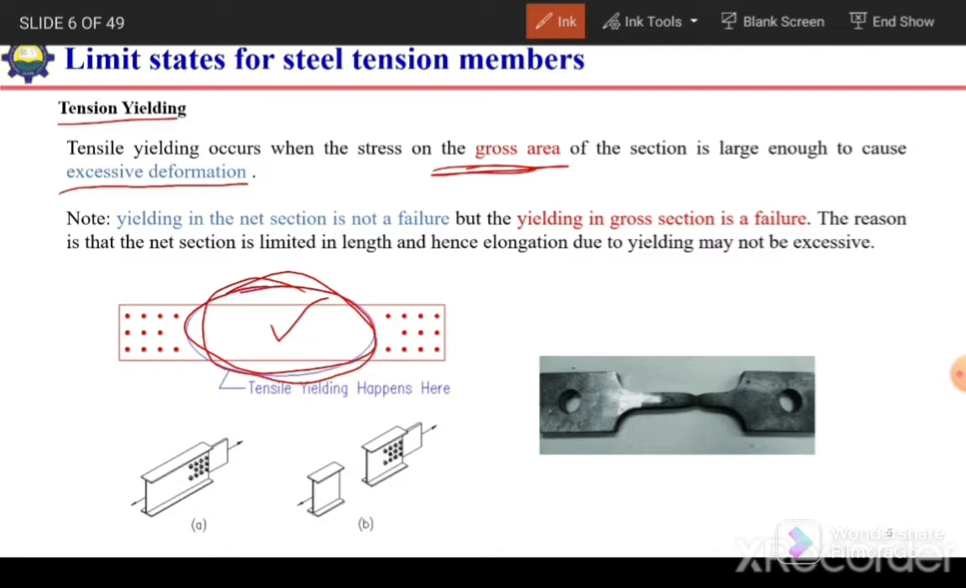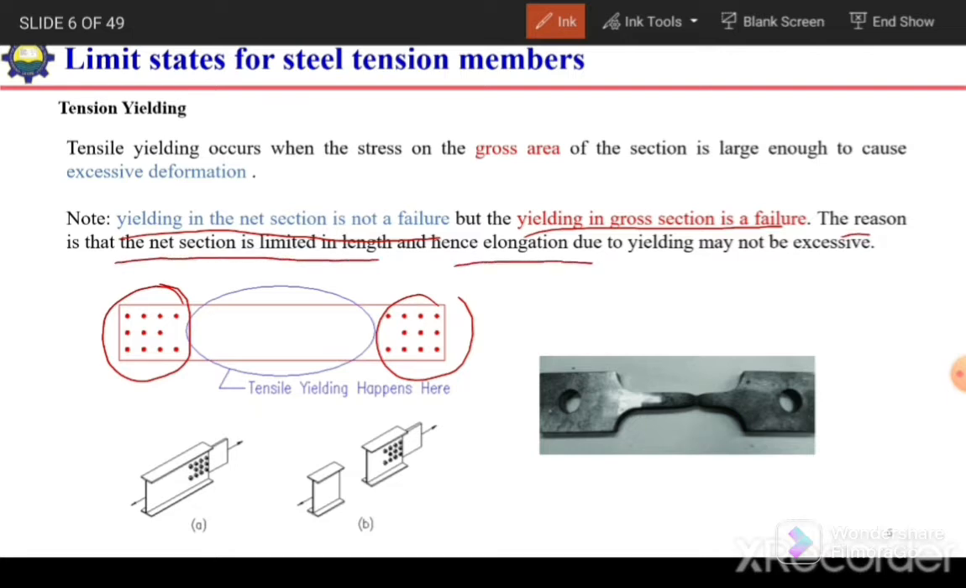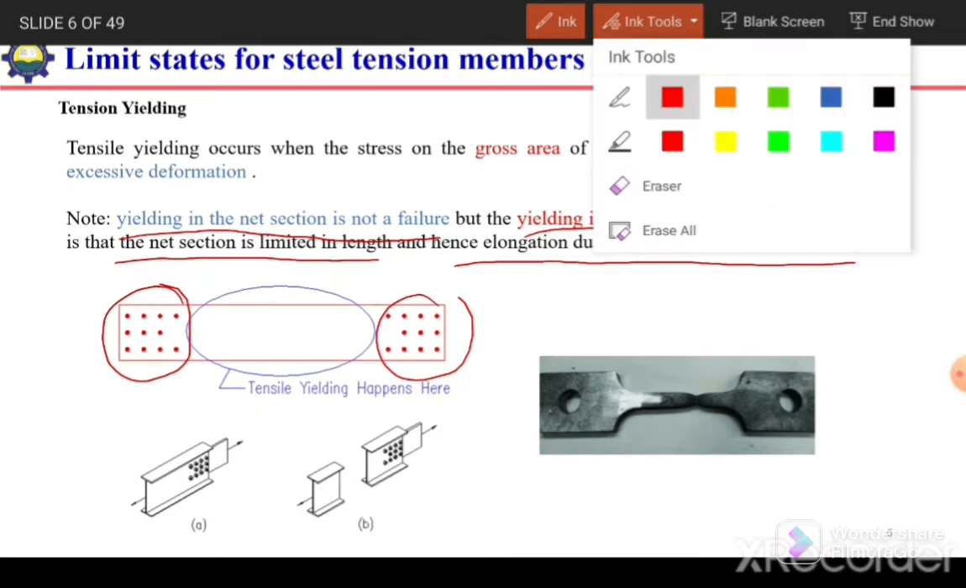If we recall, in case of rigidity failure, we discussed one example that in case of a beam, if the deflection is excessive, we consider it a failure. Similarly, in case of a tension member, if the deformation is excessive, then we consider it a failure. Here we need to note that yielding in the net section is not a failure. Yielding at the connection is not a failure, but yielding in the gross section is a failure. Why? Because the net section is limited in length, and hence elongation due to the yielding may not be excessive.